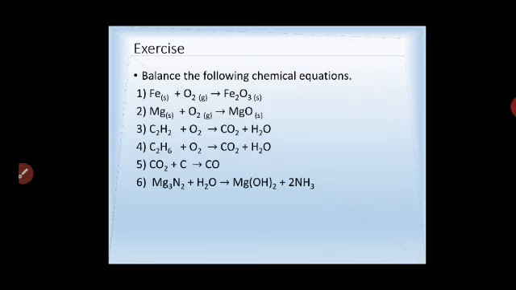Now this balancing is done by various methods, and out of that, one common method is the hit and trial method. Means just by writing the numbers, we can see on both sides, just as a trial. There are two other methods, that is the redox reaction method or the ion electron method. So that we will learn in another topic.